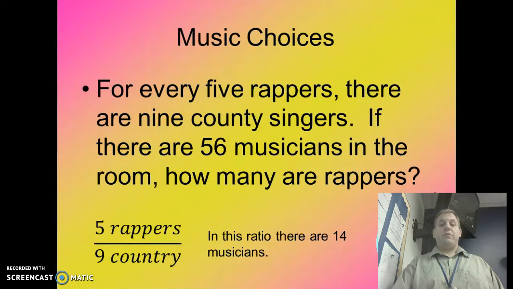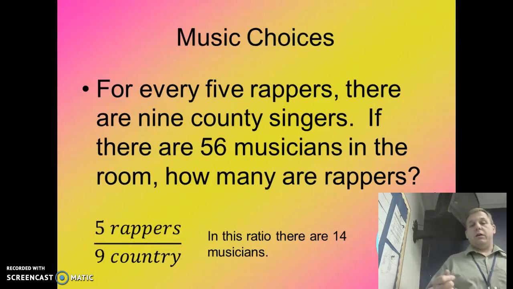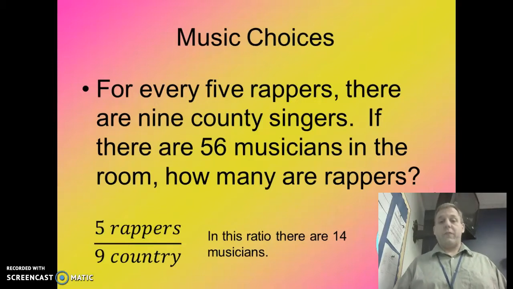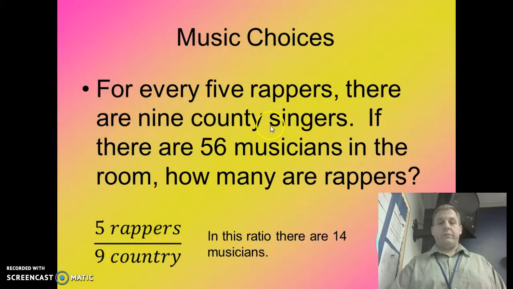For every 5 rappers, there are 9 country singers. If there are 56 musicians in the room, how many are rappers? So in our question, we're comparing the number of musicians to the number of rappers. But the first ratio that we're given is 5 rappers and 9 country singers.